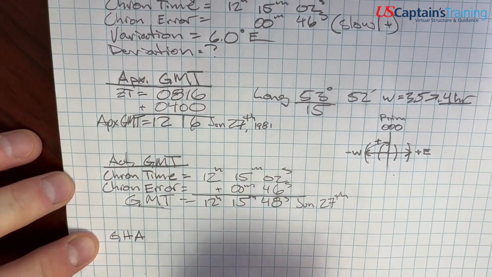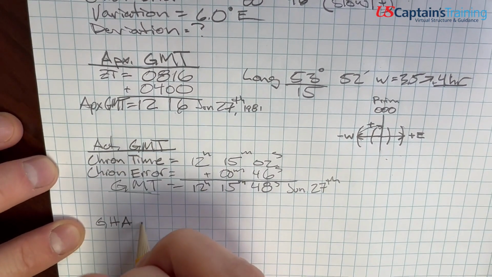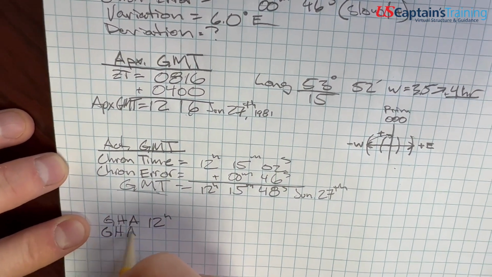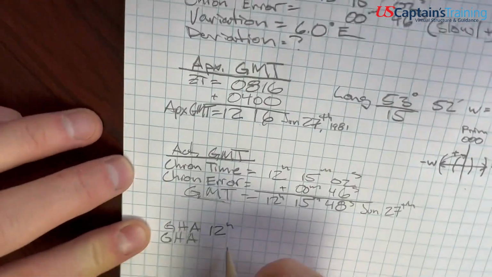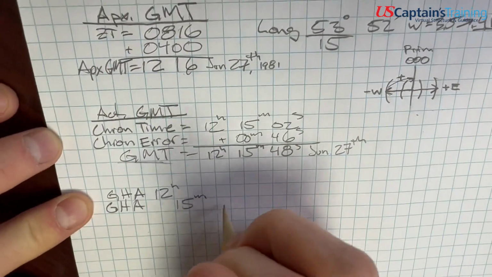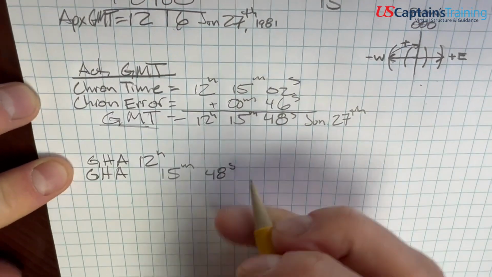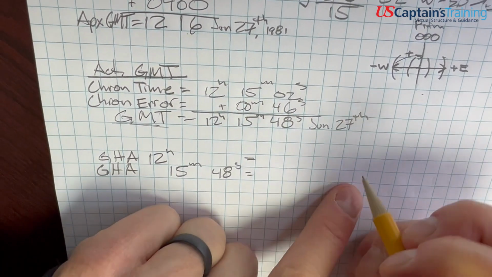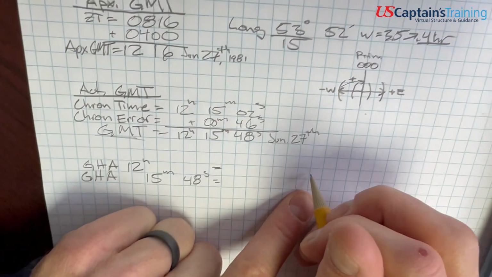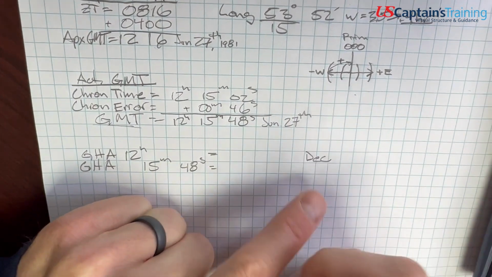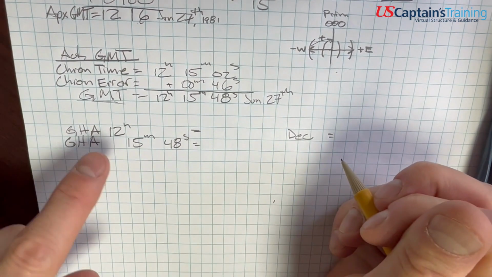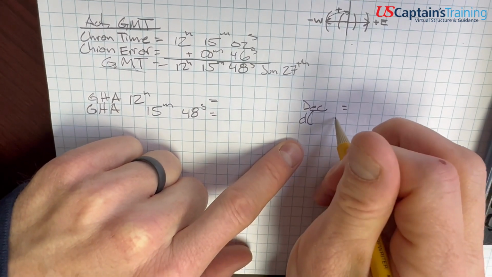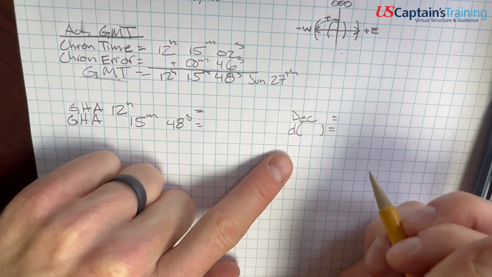And we do it in two parts. We do it first with the 12 hours, and then we'll find the GHA of the increments, which are 15 minutes, 48 seconds. So we'll get what those equal. And at the same time, we're going to find the declination, because the declination is right across from this GHA for 12. And then there's also a D value that we're going to get out of there as well. So we'll set that up.